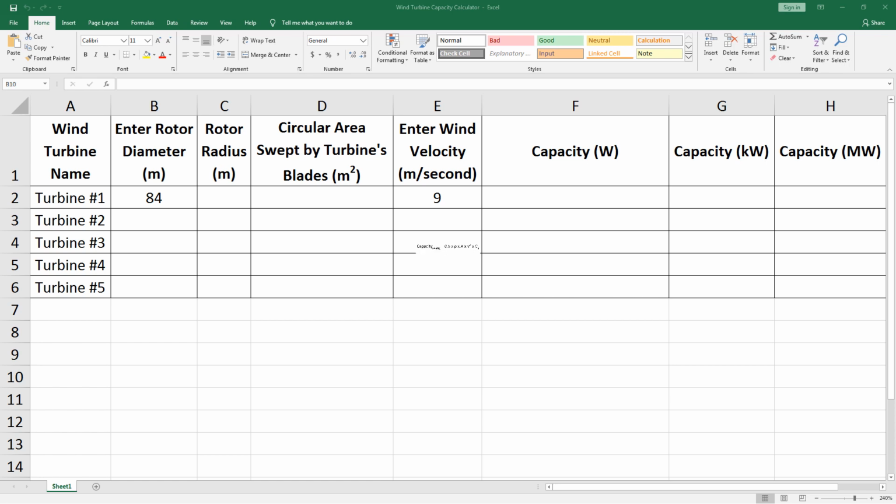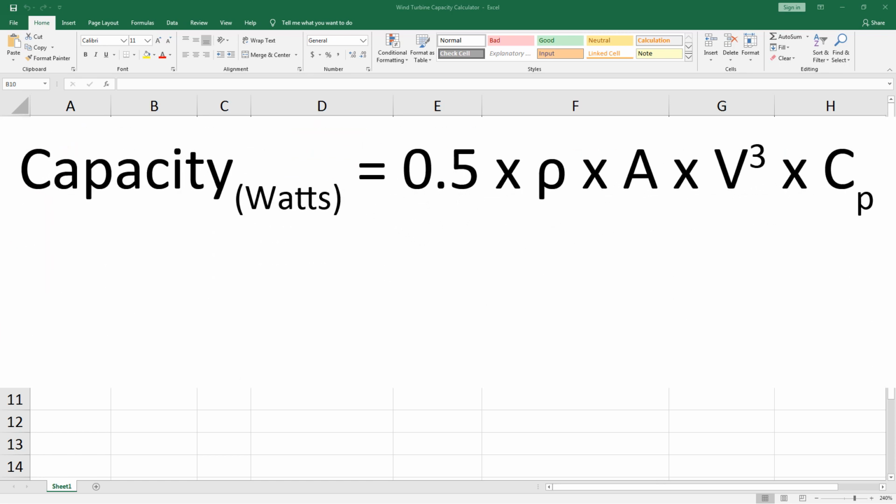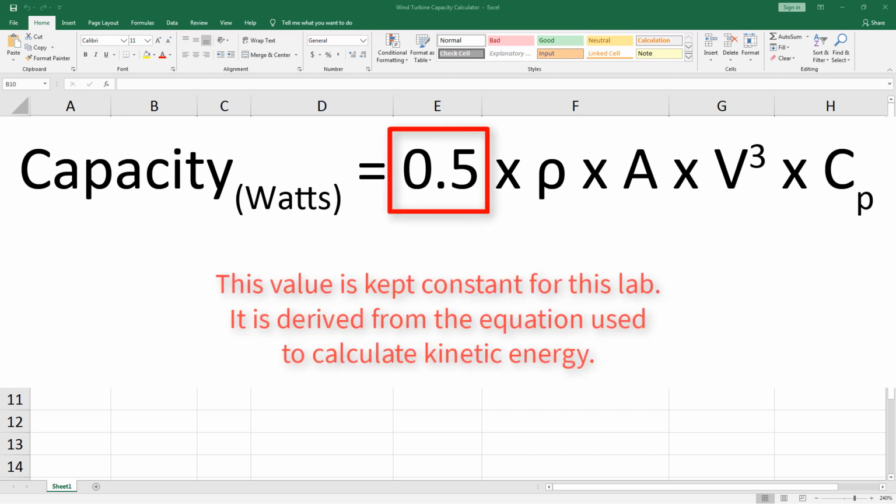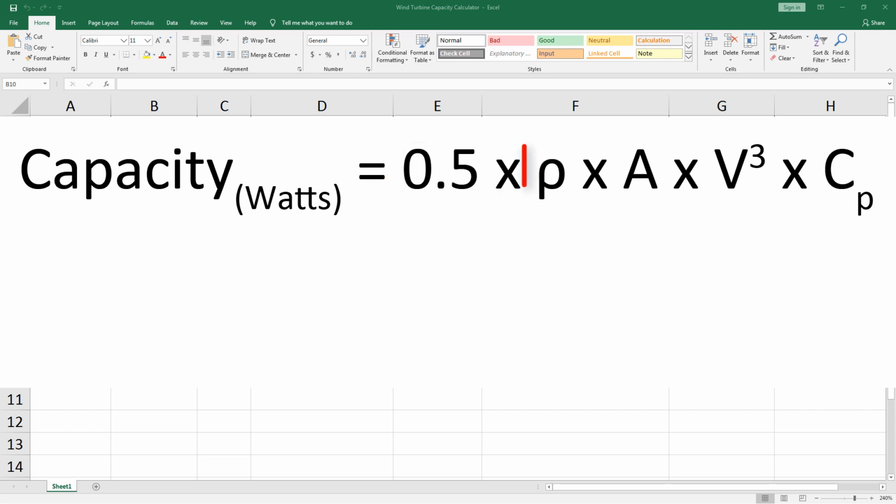The formula used to calculate a wind turbine's capacity in watts is 0.5 times rho times A times V to the third power times C subscript P. Note that 0.5 is a value that is kept constant for this lab. It is a value derived from the equation used to calculate kinetic energy.